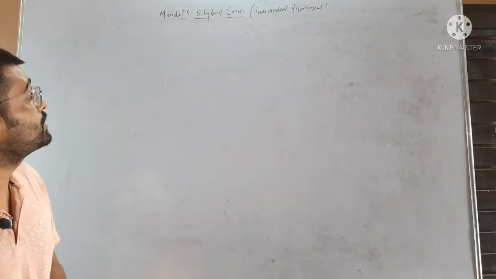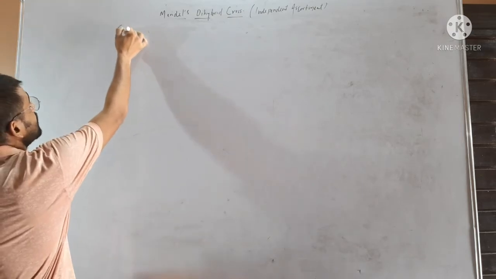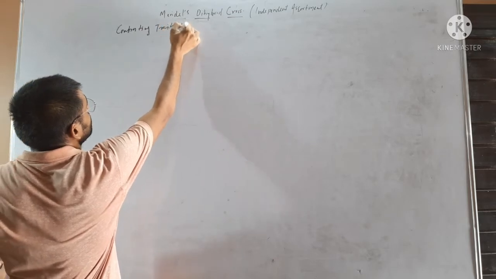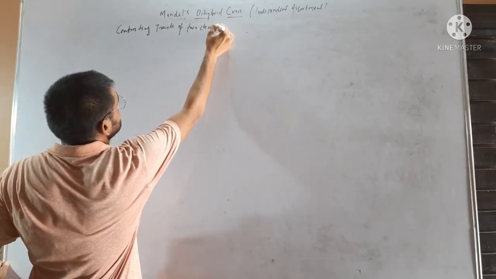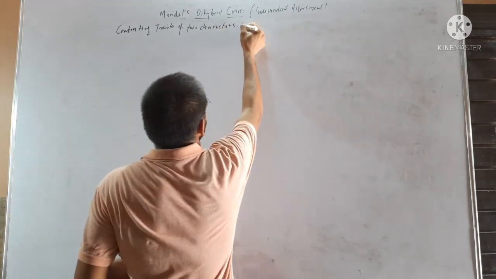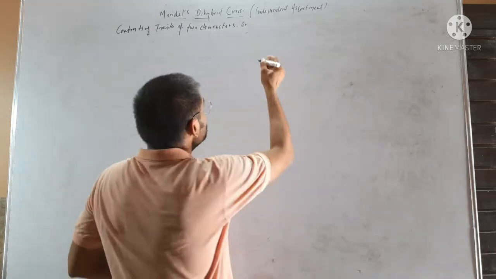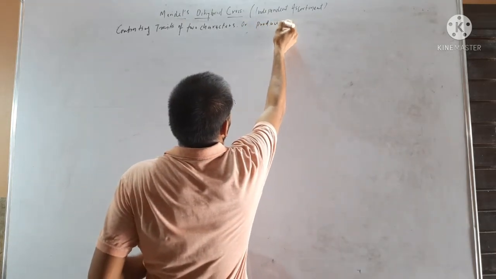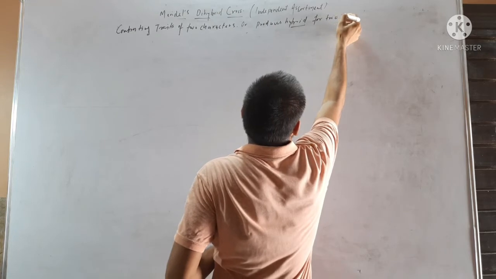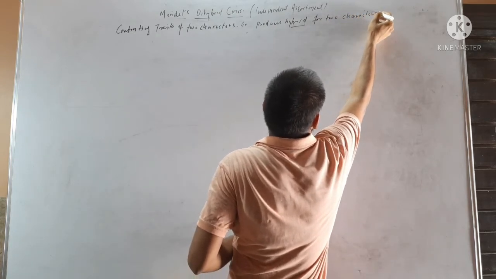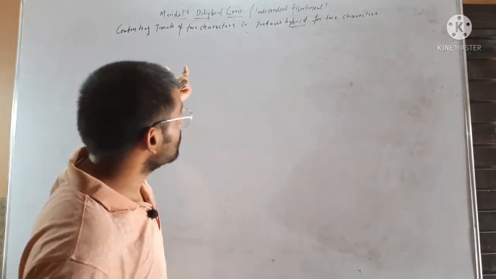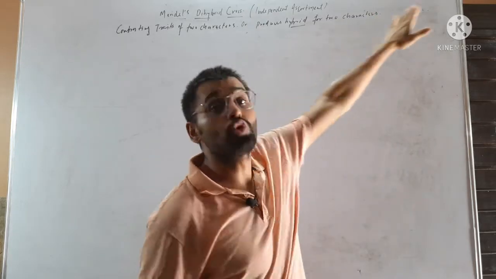A dihybrid cross is a cross between contrasting traits of two characters. Or you can also write that it is the cross which produces a hybrid for two characters. So it is a cross between contrasting traits of two characters, and this cross produces a hybrid for two characters.